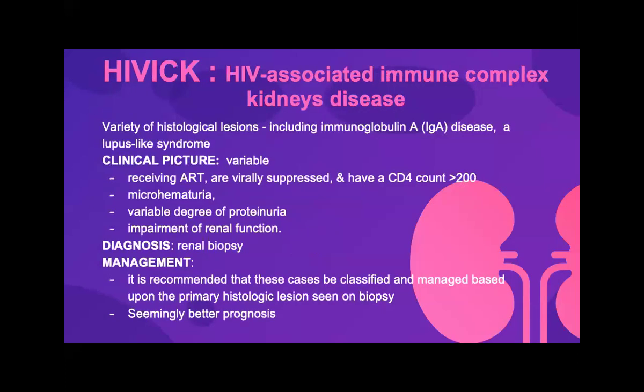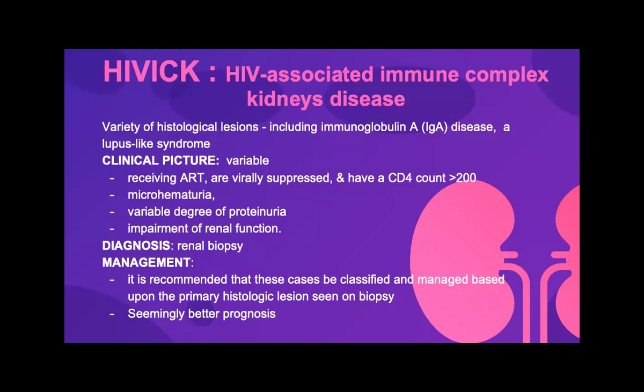So now on to HIVIC. HIVIC is HIV-associated immune complex kidney disease. It's a very broad term encompassing a host of different immune-mediated mechanisms and patterns, and the causality is poorly understood. Experts are starting to discourage the use of this term and move towards classifying them according to their histological pattern. But this term still serves useful because we don't always have access to histology results. So what it is, as I mentioned, is immune complex mediated. The different histological lesions can be IgA or lupus-like syndrome.